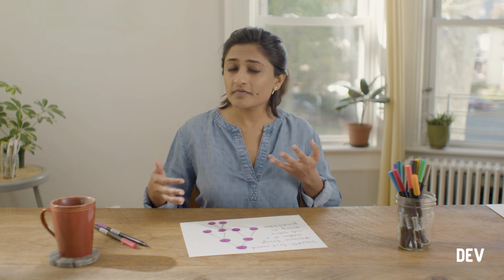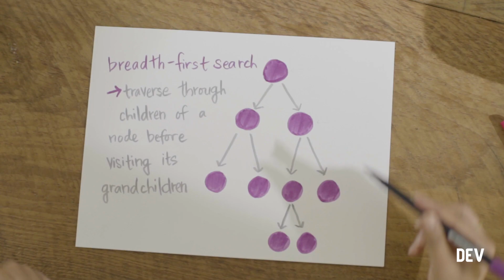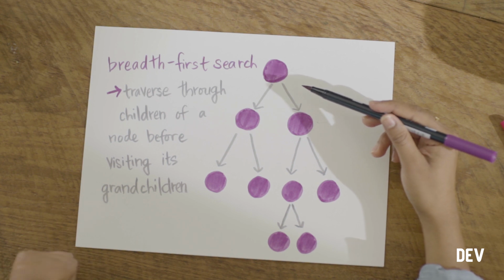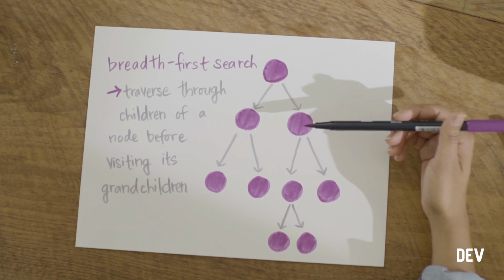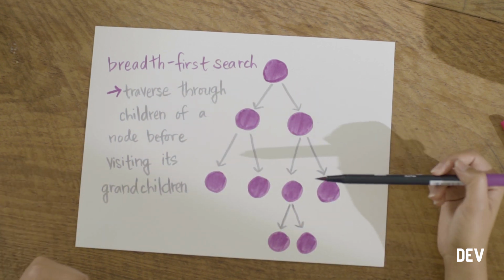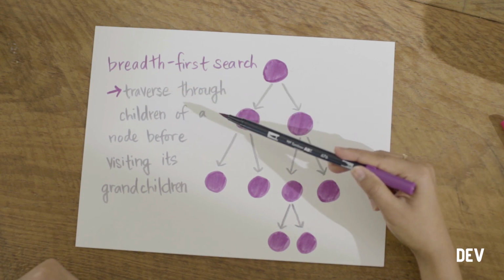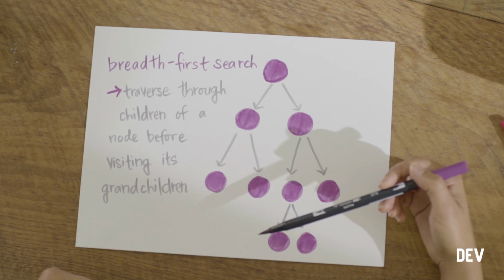And when it comes to a tree data structure, there's really only two obvious approaches to take. We can go wide and search through the tree, or we can go deep while we traverse through the tree. So let's start with wide. What does it mean to traverse wide through the tree? The term that we use for traversing wide through the tree is called breadth first search, which is also sometimes called BFS. In breadth first search, we traverse through the children of a node before visiting its grandchildren.